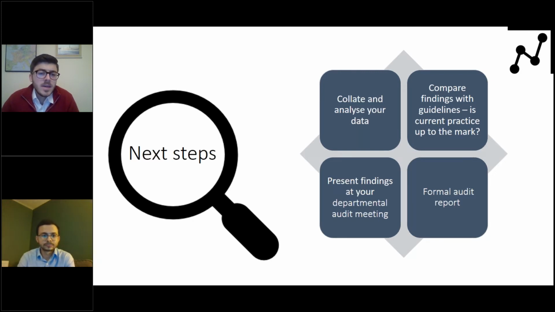A key part of it is presenting your findings at a departmental meeting. So again, every department has either once a month or once every couple of months an audit meeting or a governance meeting where you talk through mortalities and morbidities, as well as presenting audits. And this is a great way to disperse information and get ideas about how things can change, or ideas how maybe the audit doesn't represent the service.